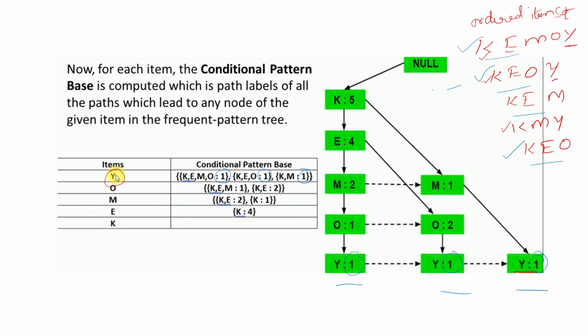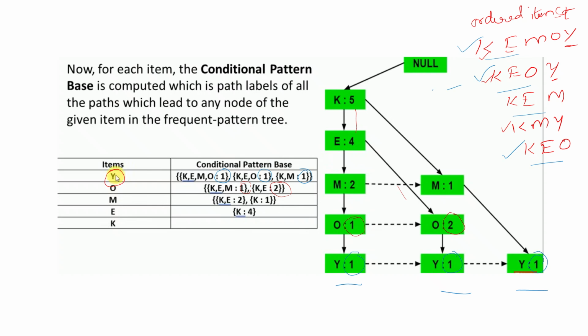Next, to reach O, the paths we have are here, 1 and 2. There are 2 O present here. So the output of Y is 1 here, and the output of Y is 2 here. This is the path KEM, so KEM has output 1. This is the path KE, then O is directly connected, so it's 2. So we have written 2 here in the conditional pattern base.